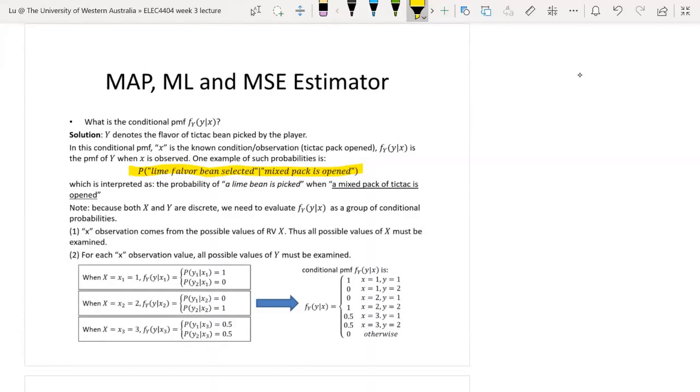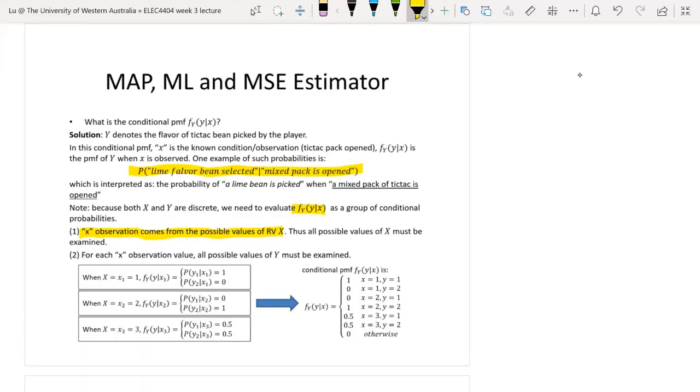Now, because both x and y are discrete, we need to evaluate this conditional PMF as a group of conditional probabilities. The x observations come from the possible values of the random variable x. As a result, all possible values of x must be examined one by one, but there are only 3. And for each x value we pick, all possible values of y must be examined as well.